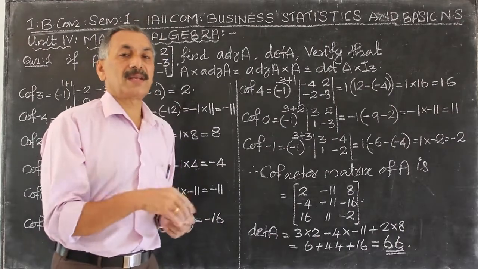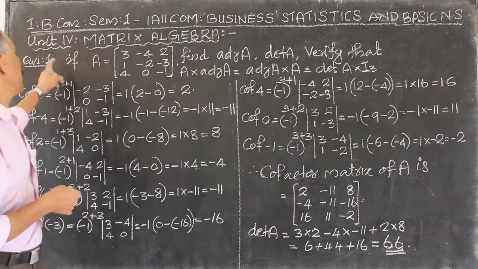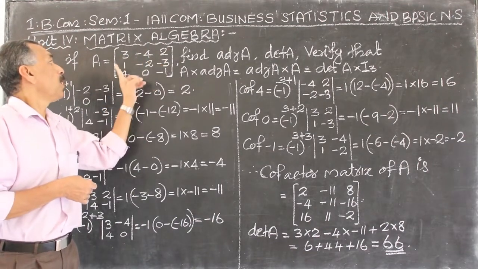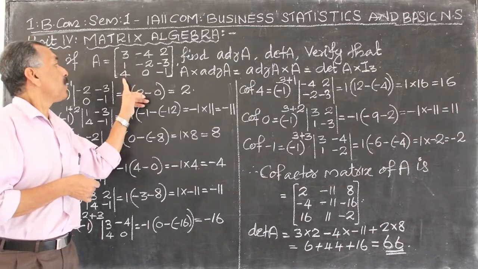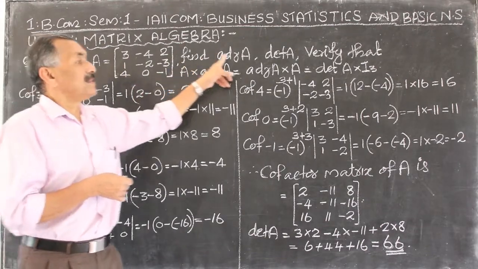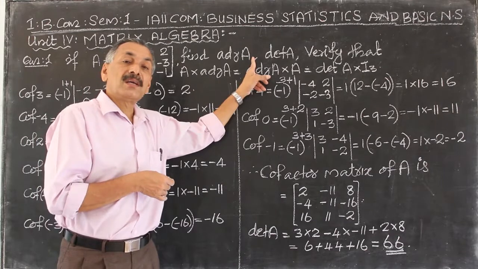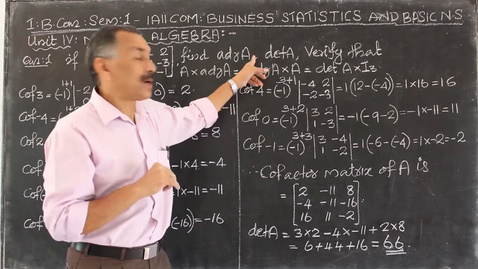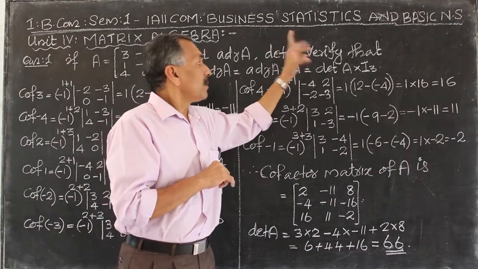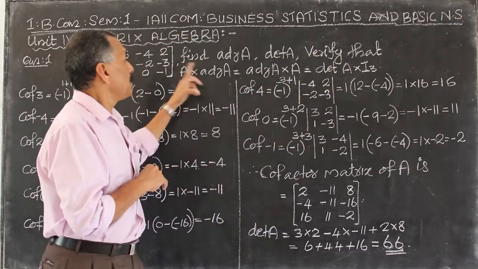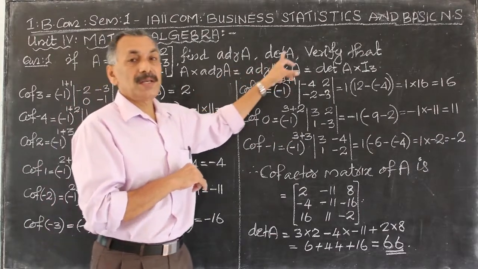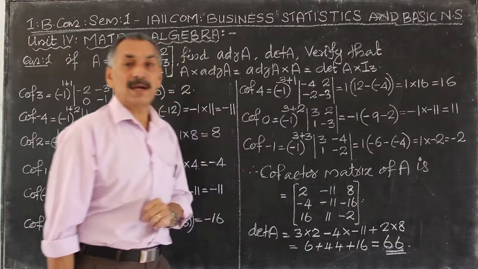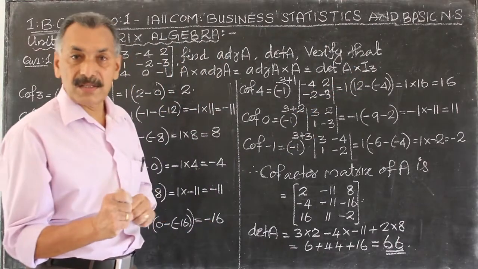Let's look at the problem, a property of a 3 by 3 matrix. Given capital A is equal to the matrix 3, minus 4, 2; 1, minus 2, minus 3; 4, 0, minus 1. Find adjoint A. What is adjoint A? It is the transpose of the cofactor matrix. Then find determinant A, and verify that A into adjoint A is equal to adjoint A into A is equal to determinant of A into the identity matrix of order 3 by 3. We did the 2 by 2 case in our class.